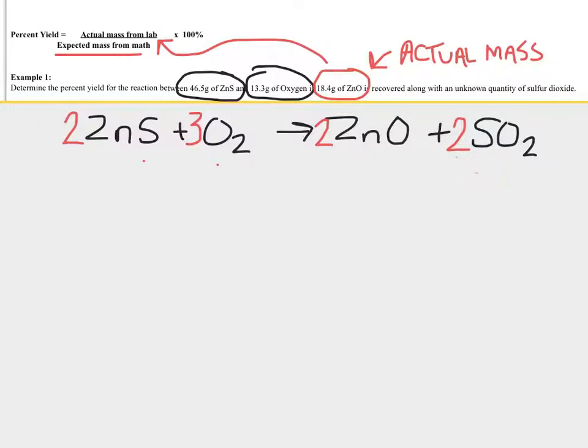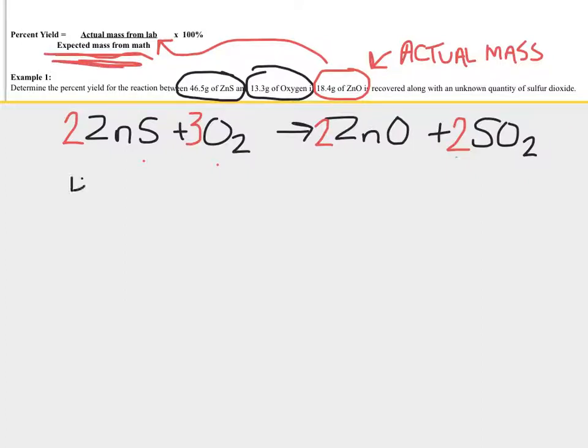Now that we have a balanced equation, let's work on finding our limiting reactant. Why? Because we need to know which reactant runs out first so that we can predict the proper amount of product. Once we know the proper amount of product from the limiting reactant, that's when we can get our expected mass from stoichiometry. So let's go ahead and do that.